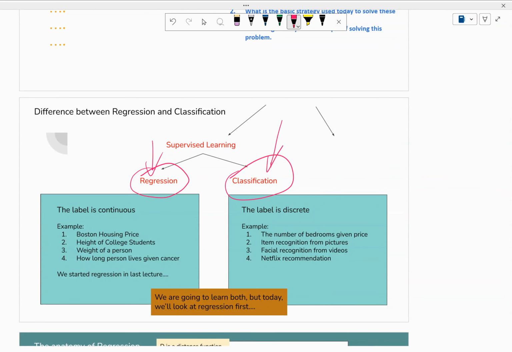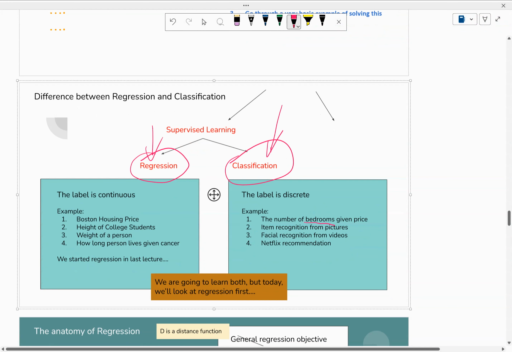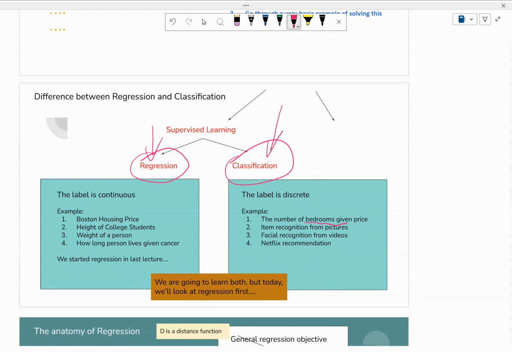So, let's say you have the number of bedrooms. You're not going to have one and a half bedrooms. It's just one, two, three, four. Or you want to do item recognition. You want to recognize whether this is a glasses or a cat, for example. There's no half a glasses and half a cat kind of thing. So these are very discrete. So your label can either be continuous or discrete.